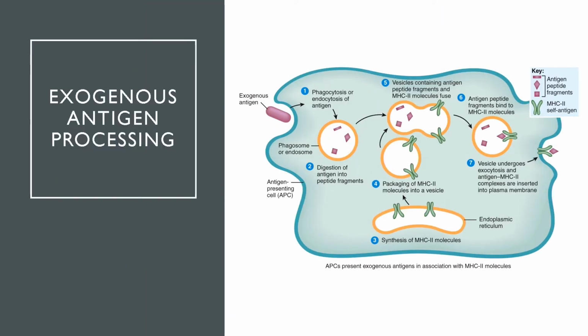Foreign antigens that are present in fluids outside body cells are called exogenous antigens. A special class of cells called antigen-presenting cells, or APCs, will process and present exogenous antigens. APCs include dendritic cells, macrophages, and B cells. These are all different types of antigen-presenting cells.